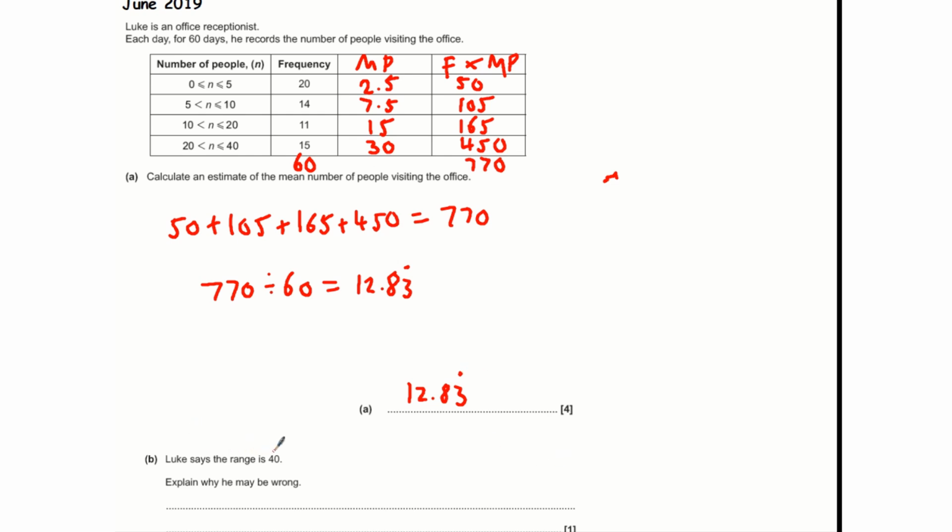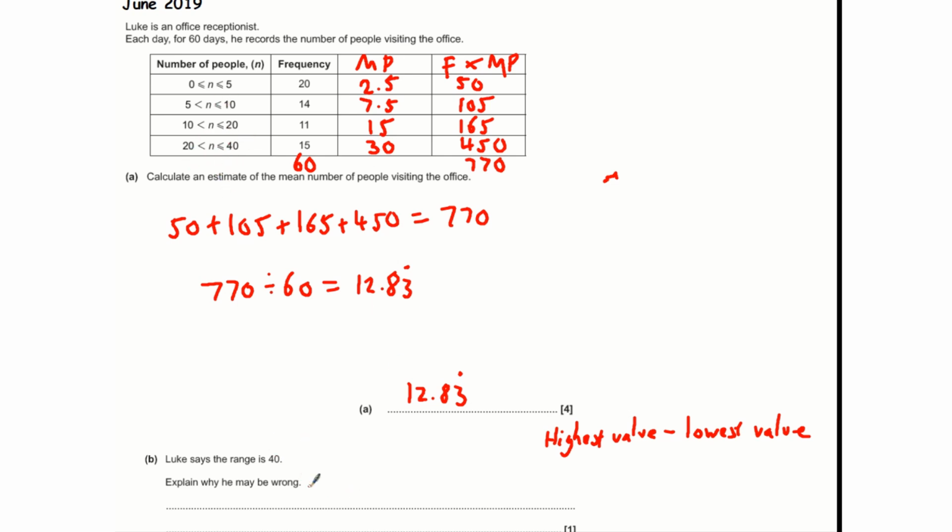It says Luke says the range is 40. Explain why he may be wrong. Our range is the highest value take away the lowest value. So the highest value take away the lowest value, and he's saying that it's 40. Well, because we have grouped data, we don't actually know that our highest value is 40. We just know that on 15 of the days there were between 20 and 40 people. So our highest value could be 30, or it could be 21. We're just not sure. We're just given a group of values that it could be. We're not given the raw data.